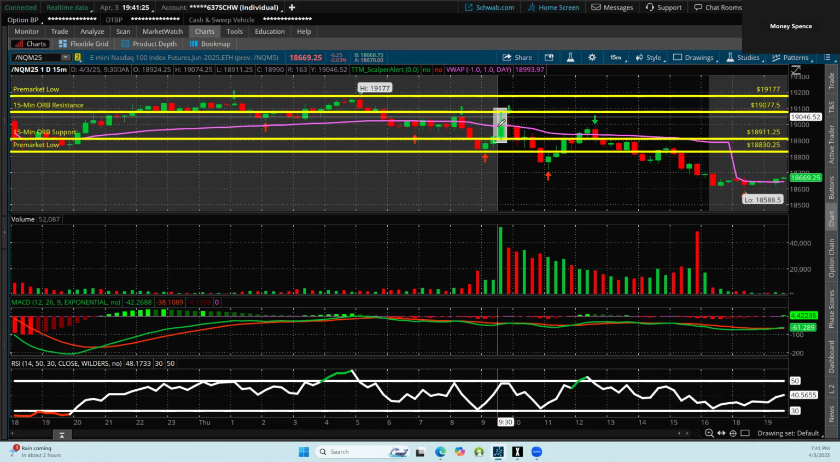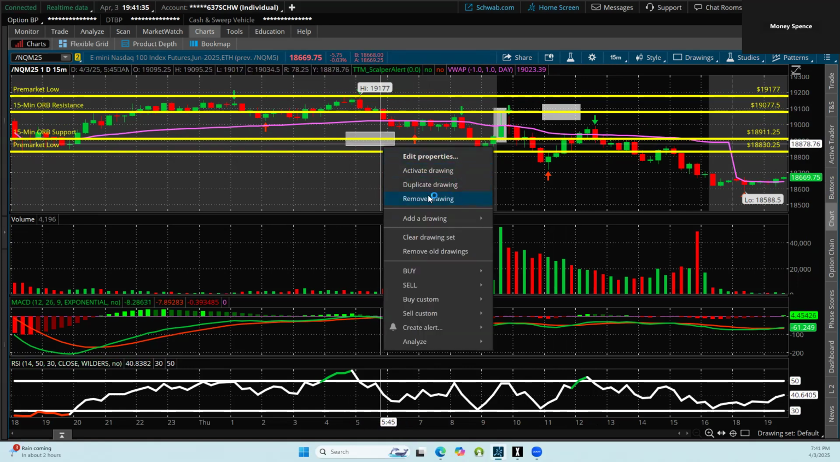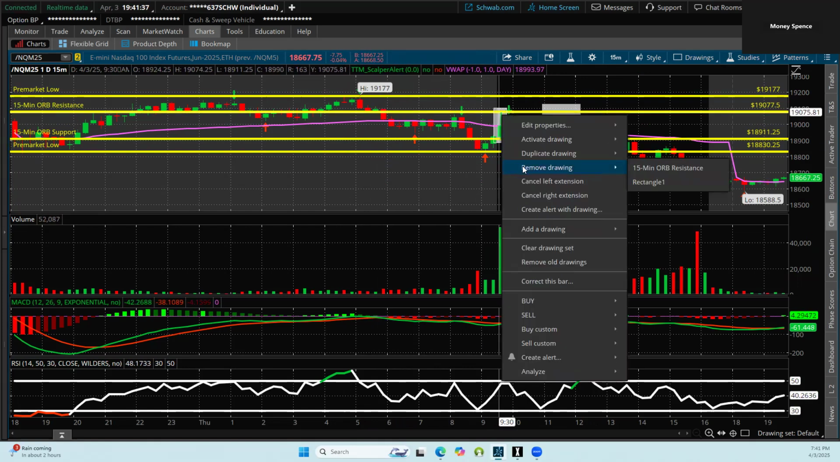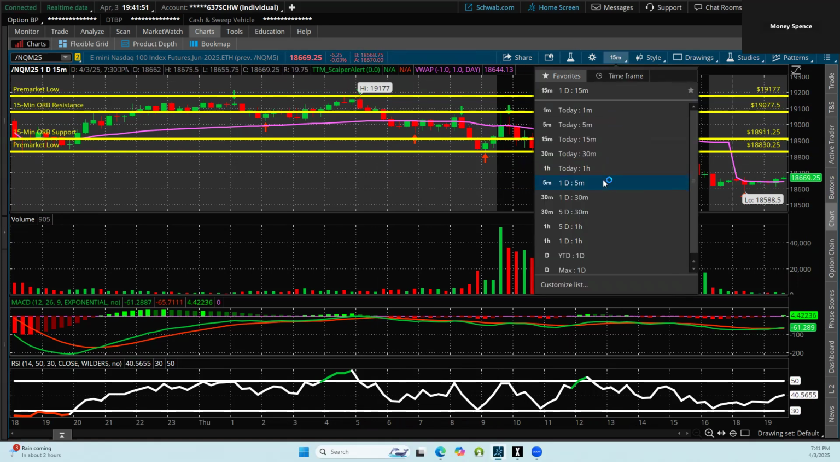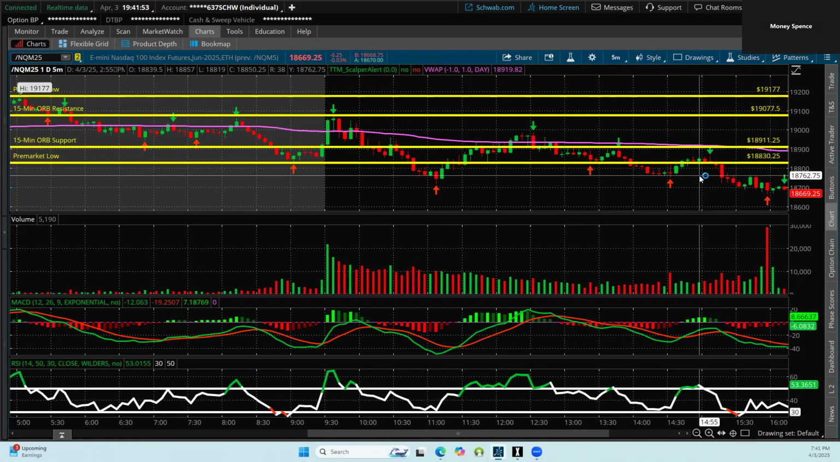So here's the first 15-minute candle of the day. And I have my resistance up here for the first 15 minutes, and I have my support right here, right? Keep a close eye on those areas. They're going to be extremely important. You want to identify the opening range, and then you want to mark your chart up with the high and the low of the first 15 minutes of the trading day. And then you want to wait for a breakout.